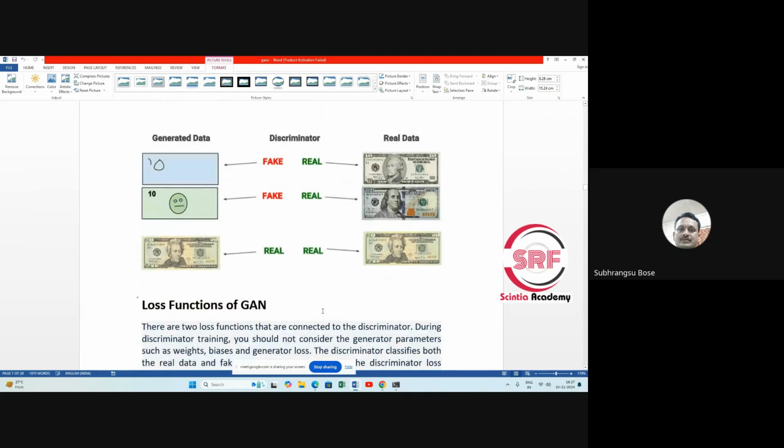This is the discriminator's data, the first picture, a 10 rupee note. It is fake. This one is real. This one is fake. Again, this one is also fake. Then the last one is nearly real, and the discriminator failed to identify real and fake, and labels it as real.